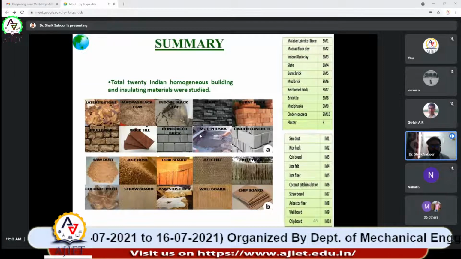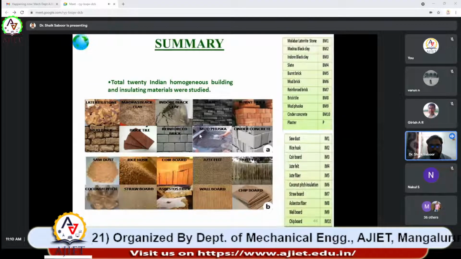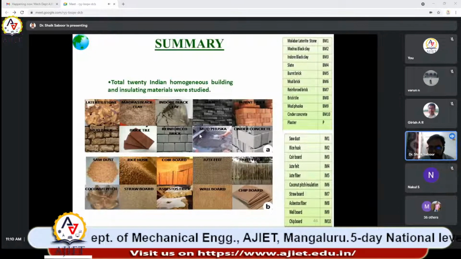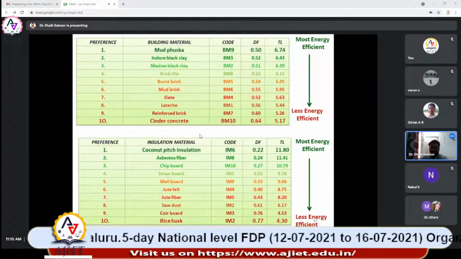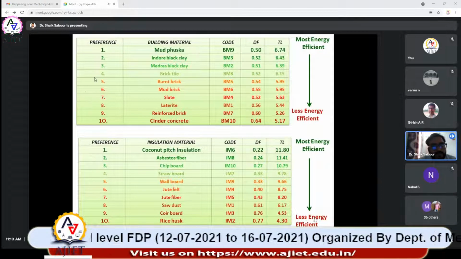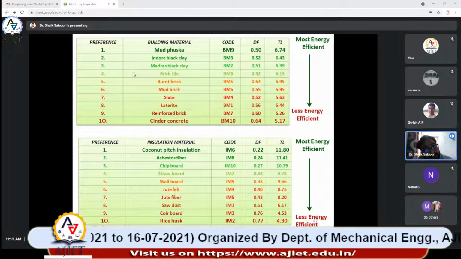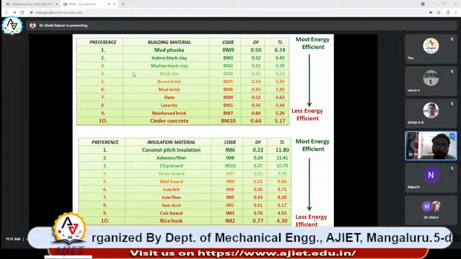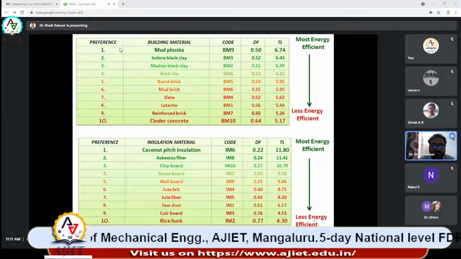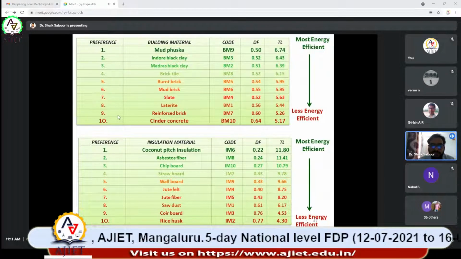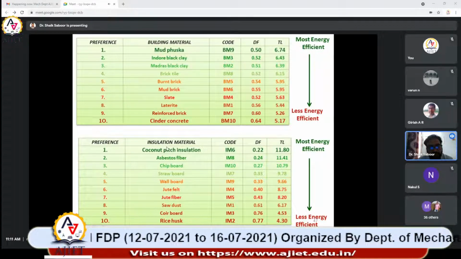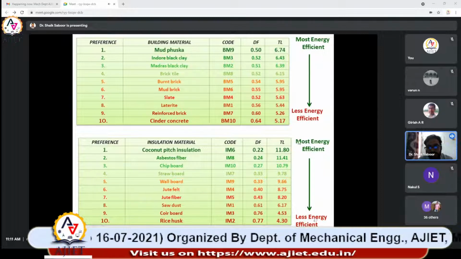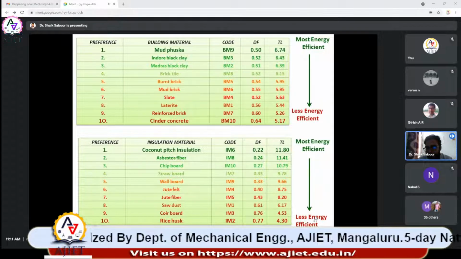Like this we tried around a total of 20 Indian homogeneous building and insulating materials. We have given preference in order of the energy efficiency we get from the building material. The first one indicates the first preference and the last one indicates the less energy efficient performance. Similarly for the insulation materials, you can see the order from most energy efficient to less energy efficient.